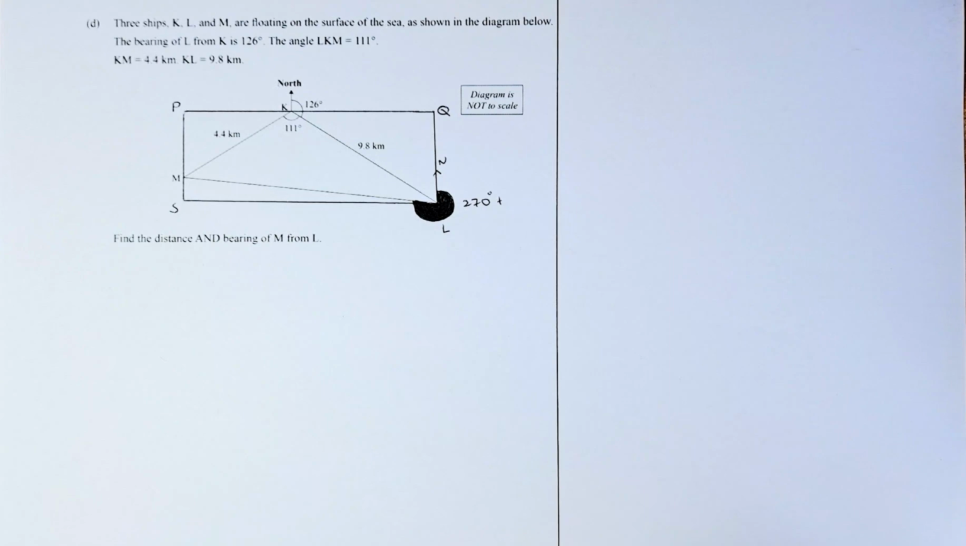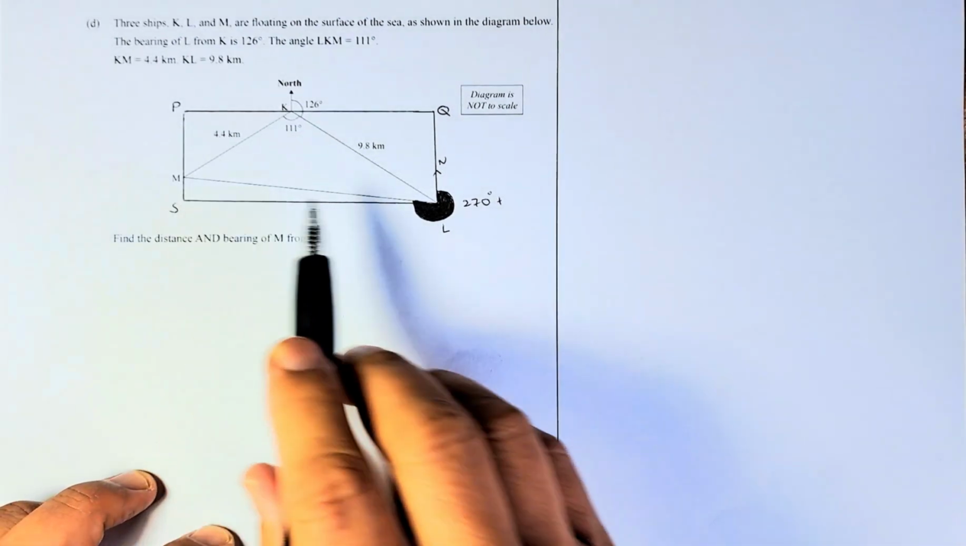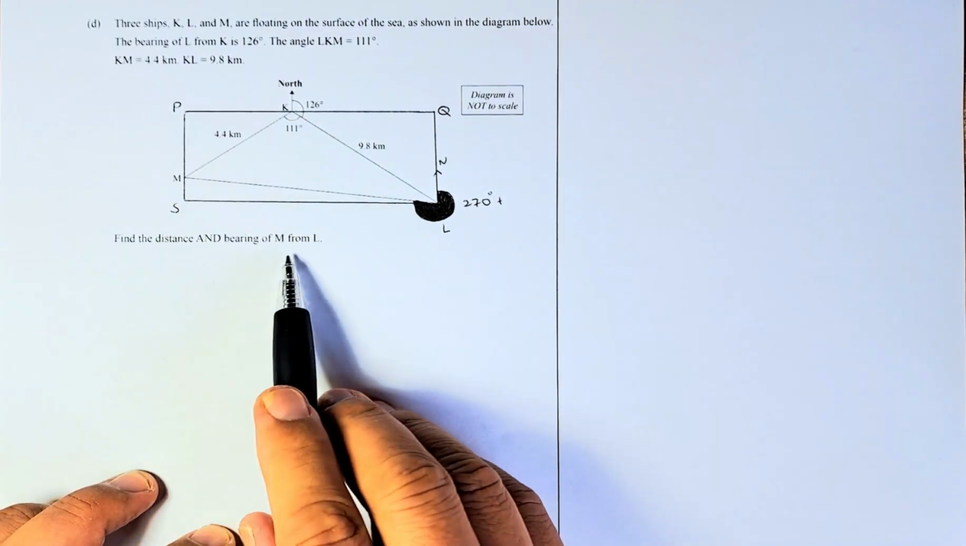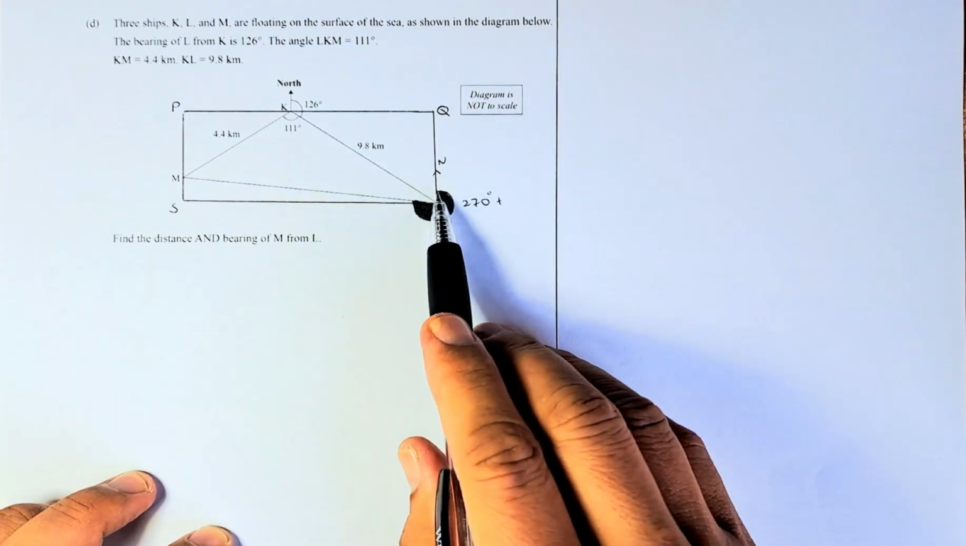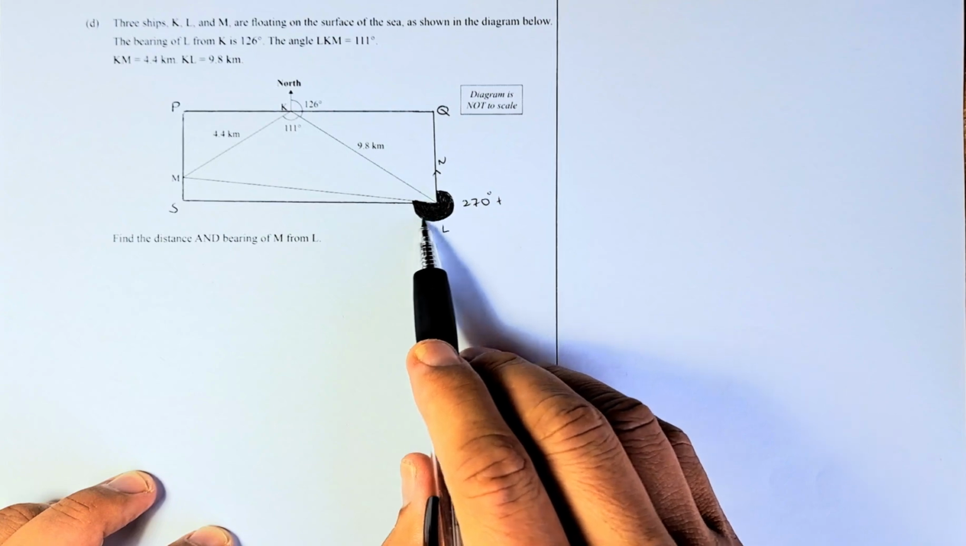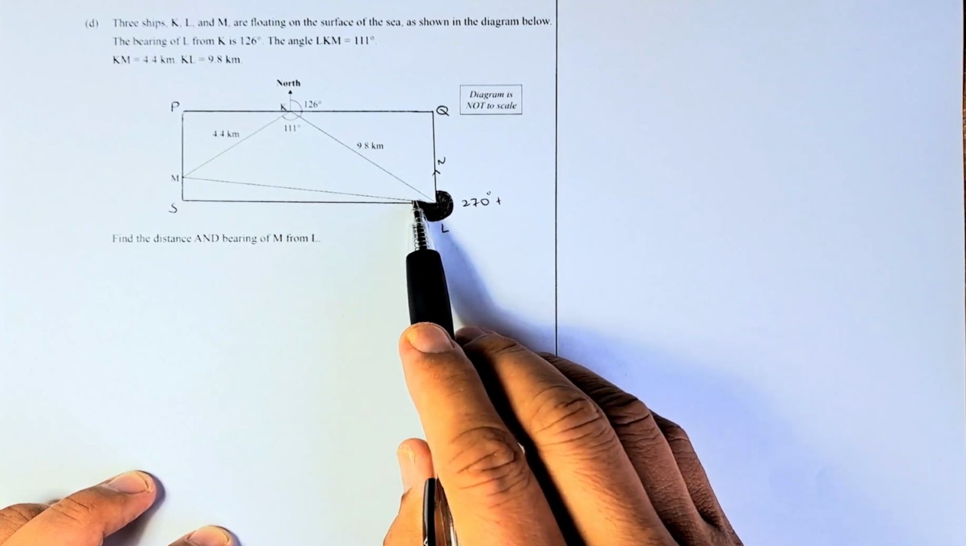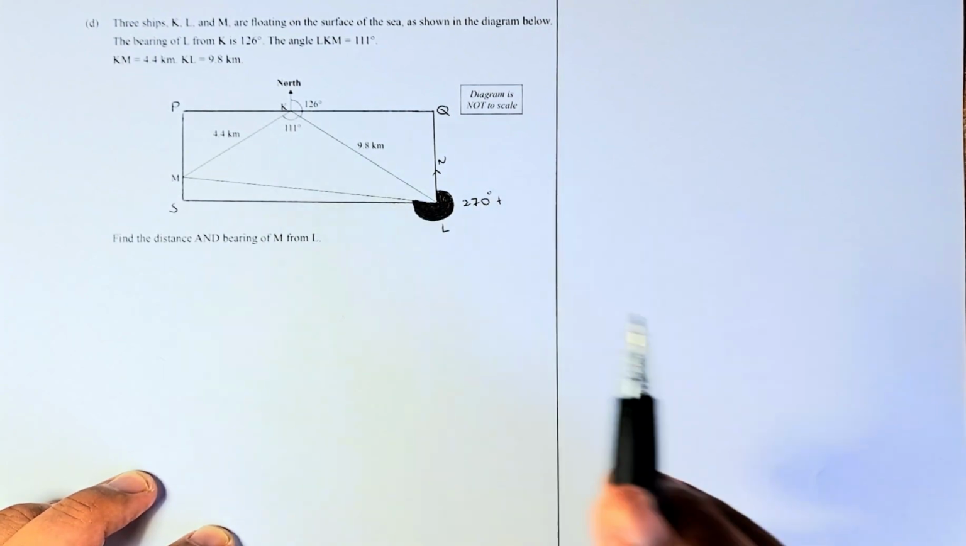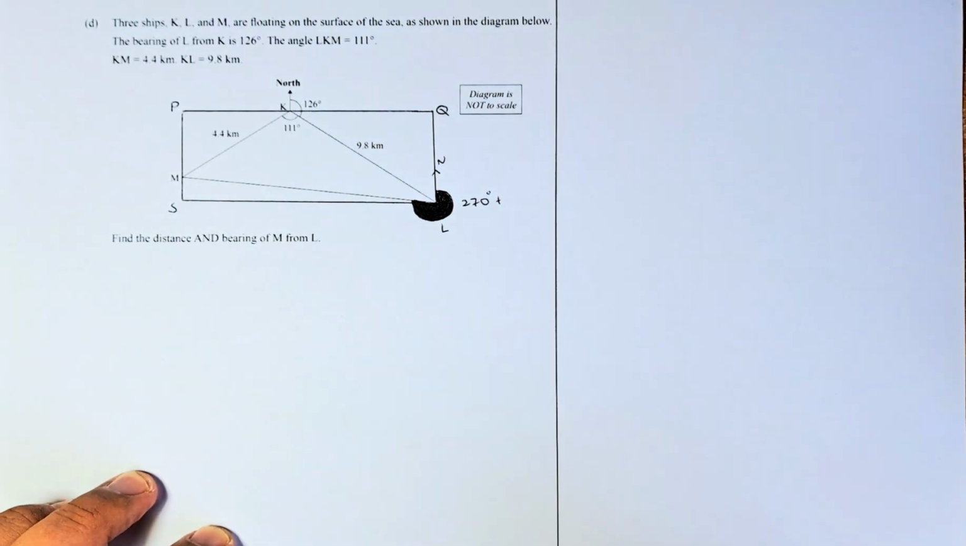So you are going to do two things: find the distance ML and the bearing of M from L. So you need to calculate the angle in the black triangle. From here to here is 270, then you must add this angle here to get the bearing. Okay, let's try to solve this.